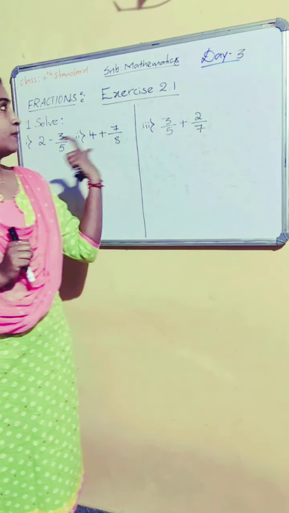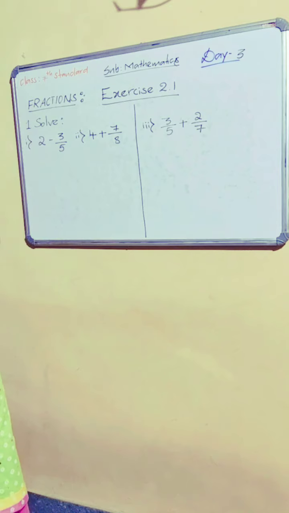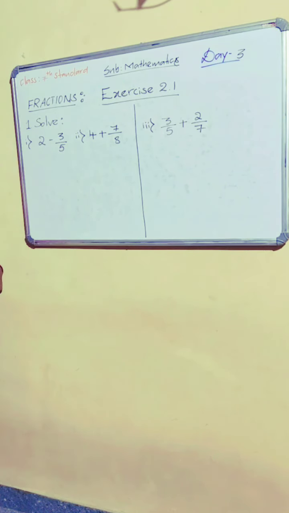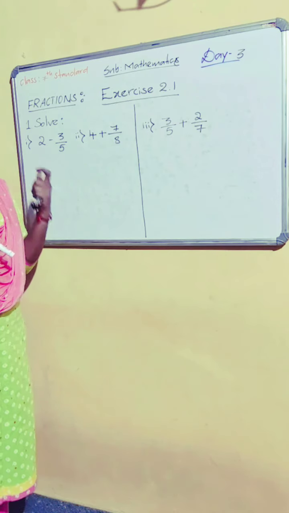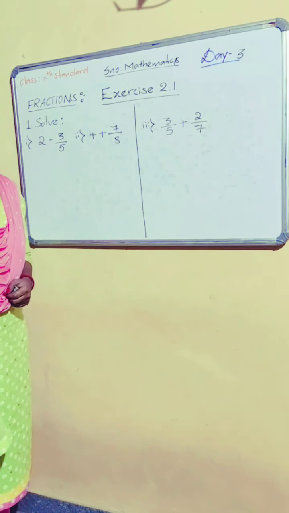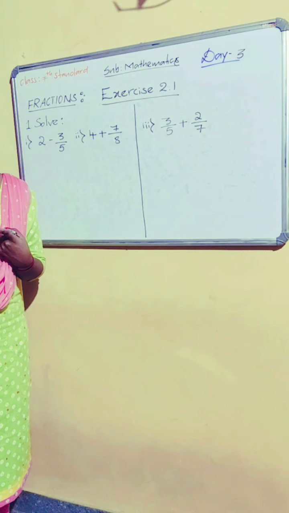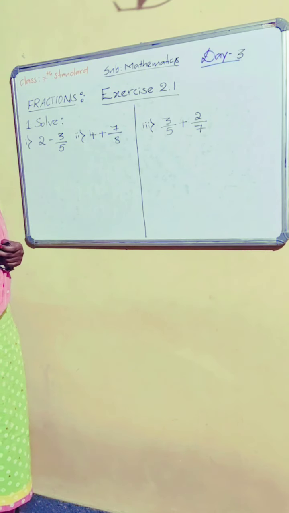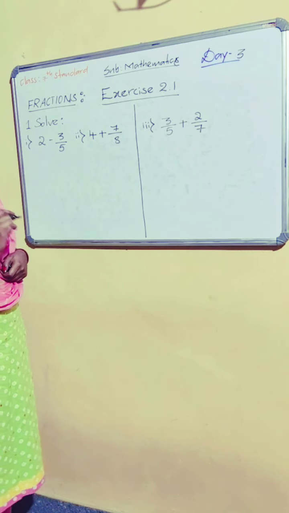Come to exercise 2.1, first one. Solve 2 minus 3 by 5. What did I say just now? We have to keep them as like fractions. We have two methods: one is taking the LCM and the other is cross multiplication. I'll first explain using the LCM method.